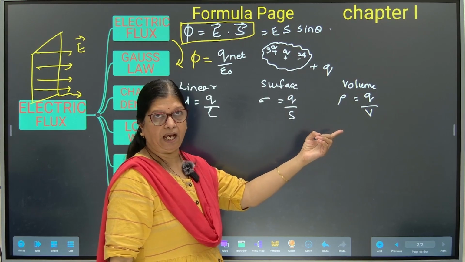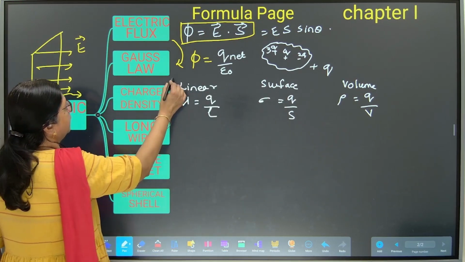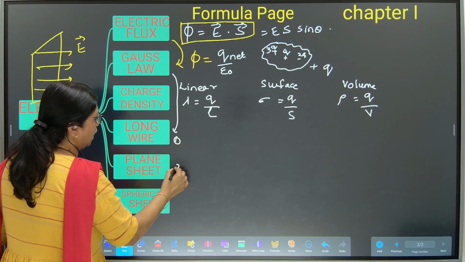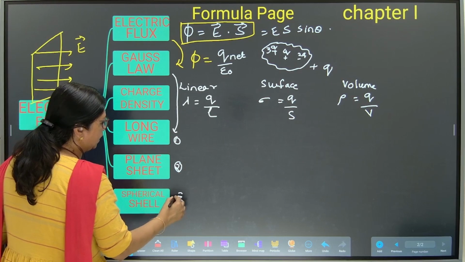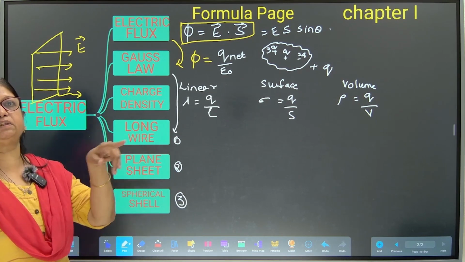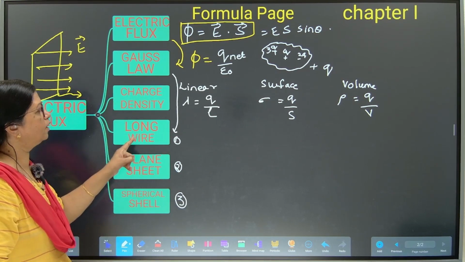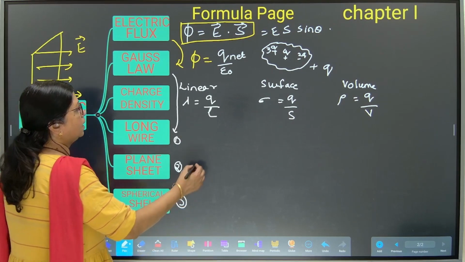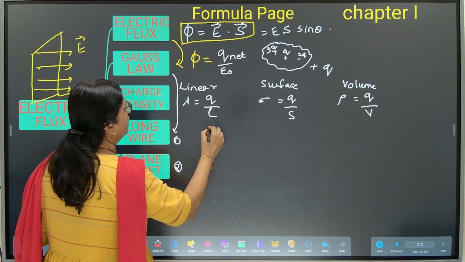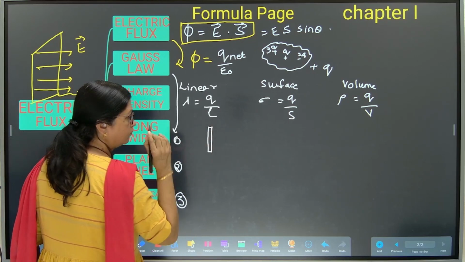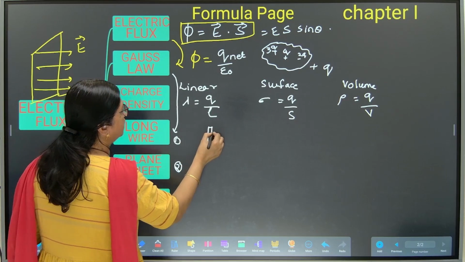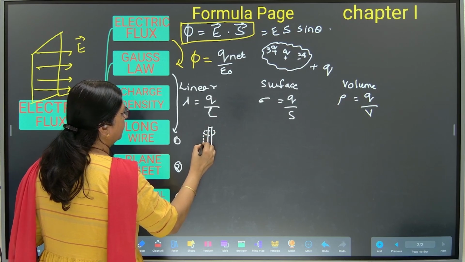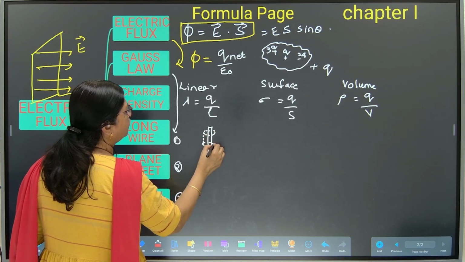Using these formulas, we shall apply Gauss's law to applications 1, 2 and 3. Okay, the first application of Gauss's law is a long wire which is uniformly charged. So it is a uniformly charged long wire for which we had considered a Gaussian surface which is cylindrical in shape. I am just drawing it for your remembrance.